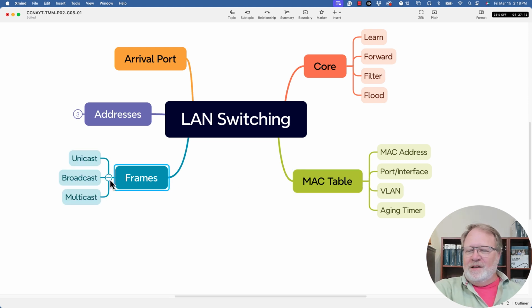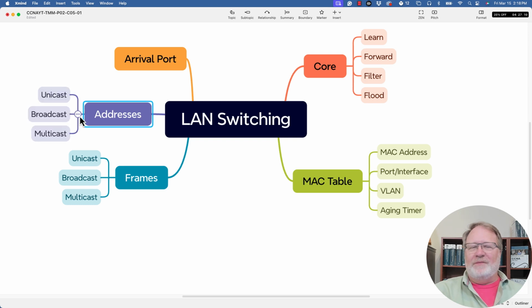So frames and addresses both have these tags of unicast, broadcast, and multicast. So they're unicast, broadcast, multicast addresses, and frames that use those addresses as the destination are called unicast, broadcast, or multicast frames, respectively. Then arrival port, I didn't have any place to categorize it, so it's just hanging out there by itself. So again, it's not that you need to then go reorganize like my map. It's just an example of how my brain right now is organizing this material.